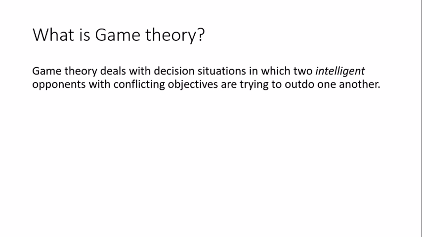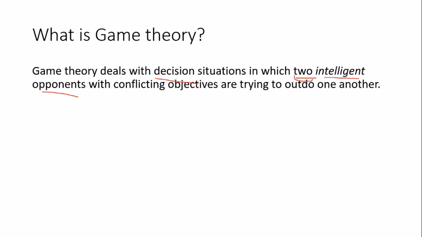So here I am giving you a very precise meaning of game theory, that what actually we are going to look at here. Game theory deals with decision situations. As I just explained, it comes under the category of decision making problems in which two intelligent opponents with conflicting objectives are trying to outdo one another. So let's understand the meaning of each and every term here one by one.